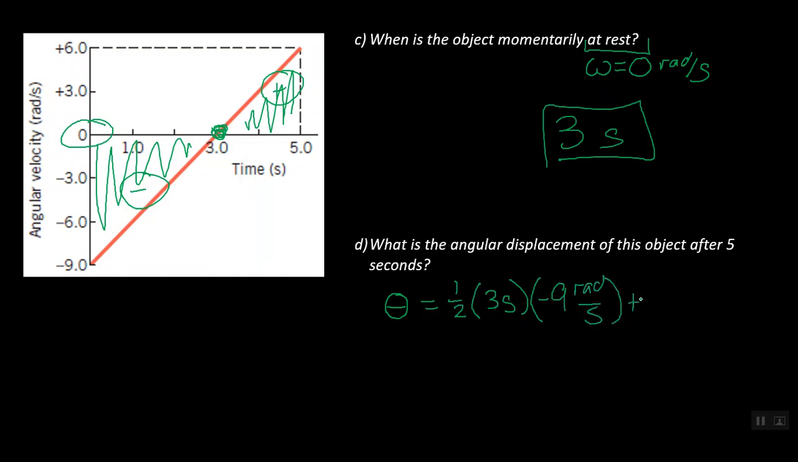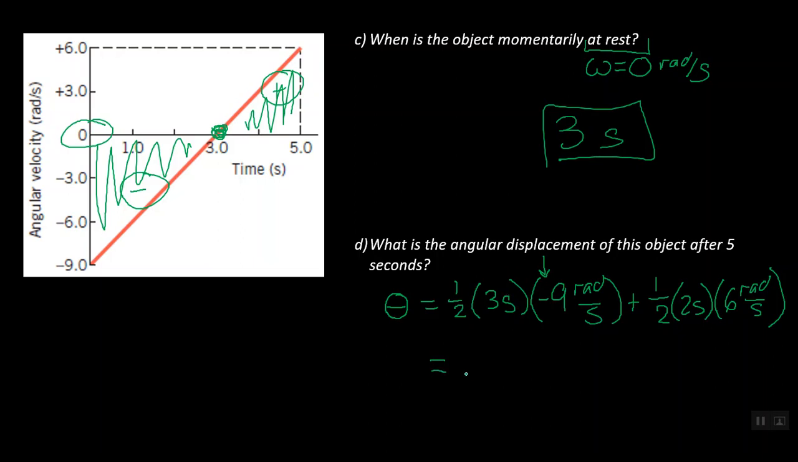plus the area of this second triangle here, 1/2 times the base, which is 2 seconds, times the height, which is +6 radians per second. Notice I decided to account for this negative area by just saying this triangle has negative height. You could say that this has positive height and just make the overall value negative. It's up to you as long as you know that overall this area is negative.